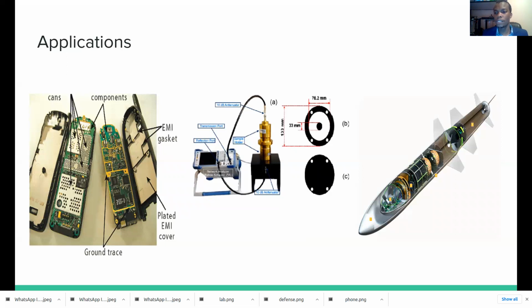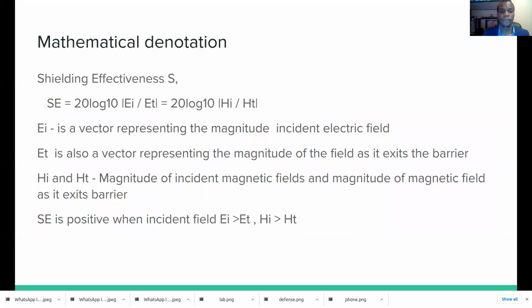Also in avionics, something like a missile guidance system or a rocket, like the SpaceX rocket that is headed to Mars, out there in space, there is a lot of electromagnetic radiation found in the ionosphere, the upper part of the atmosphere. So you need to protect your electronics, so that the radiation does not fry the delicate electronics found inside. So these are some of the applications of shielding.